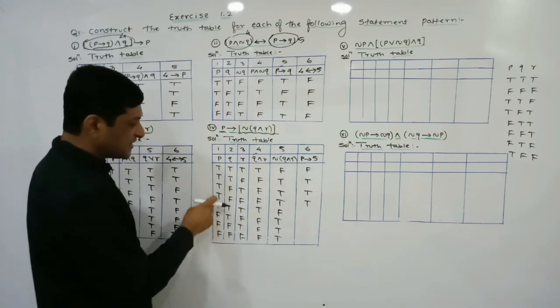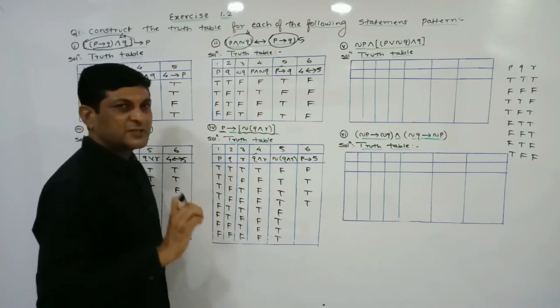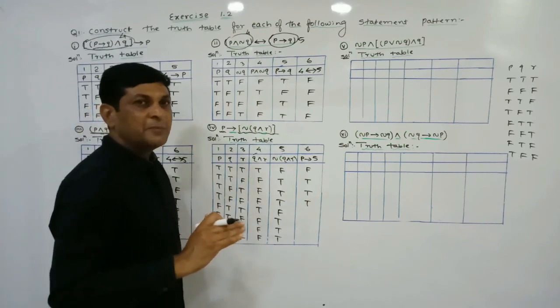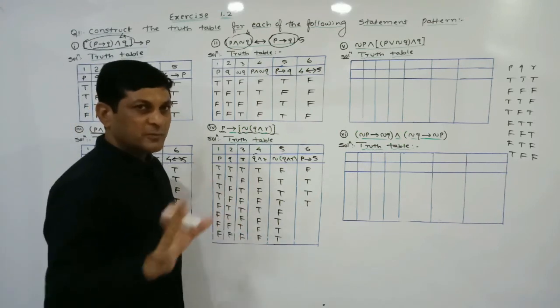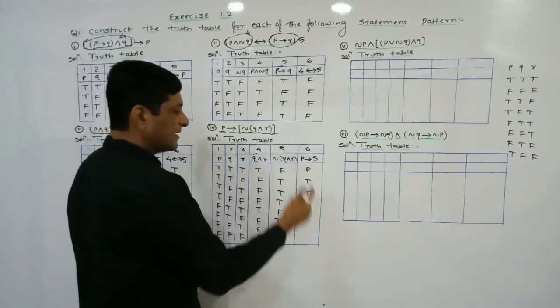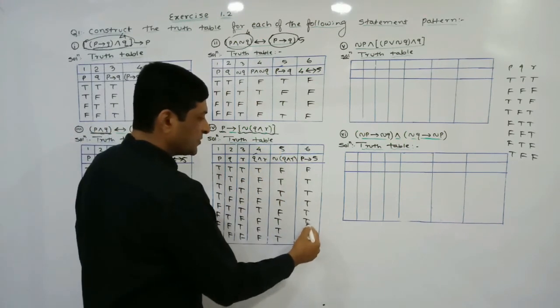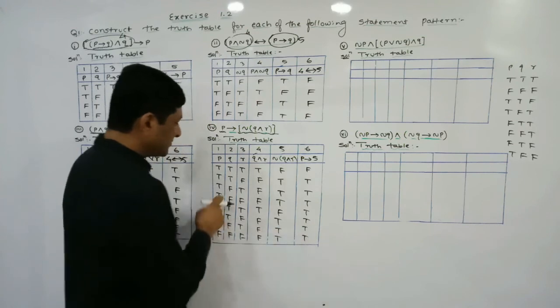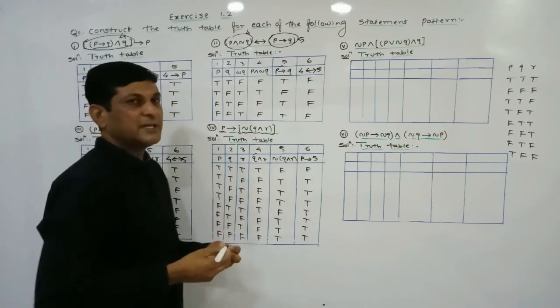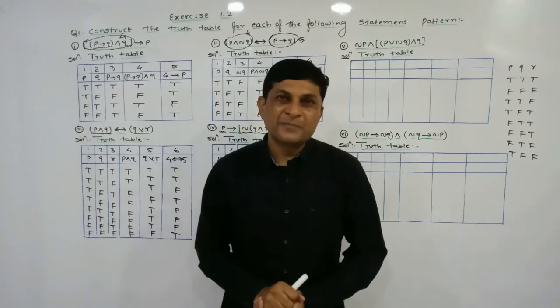And later on, the first statement is false. If the first statement is false, at that time the implication is always what? True, whatever may be the truth value of this second part. So here we will get true, true, true, true, because the first statement is false. At that time the implication is what? True.